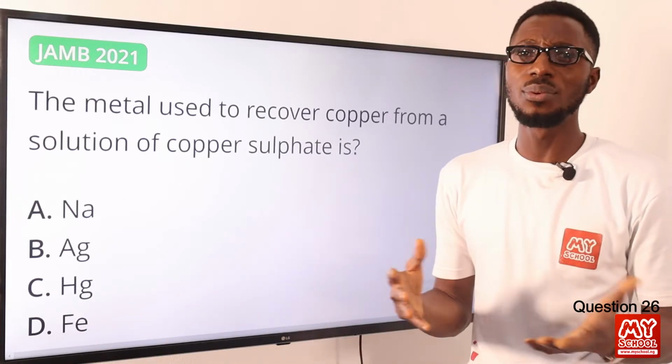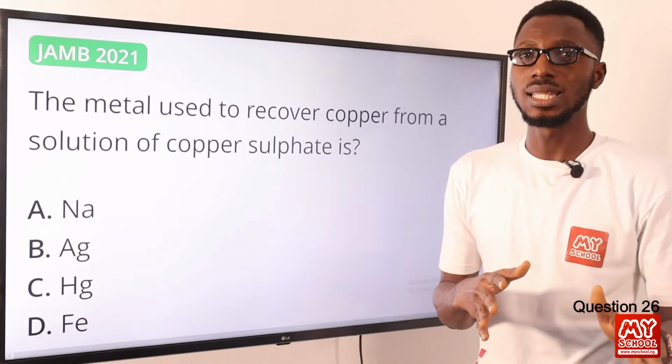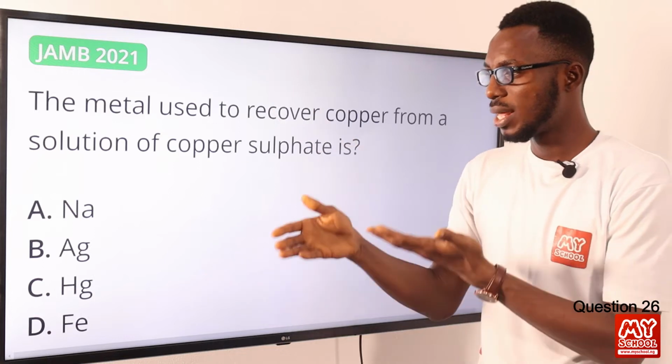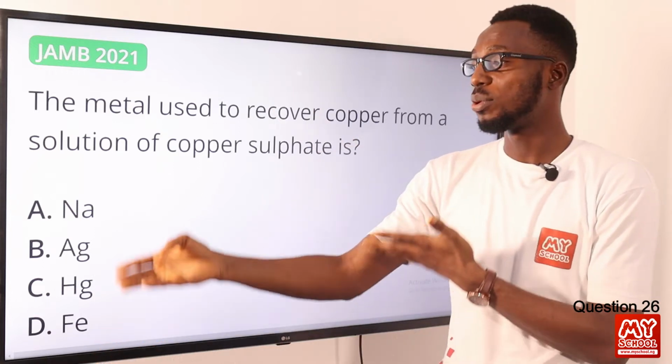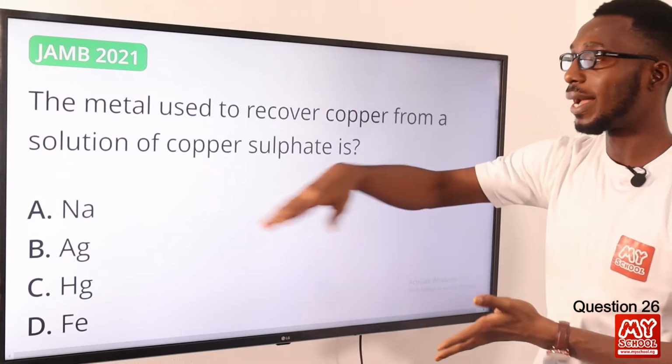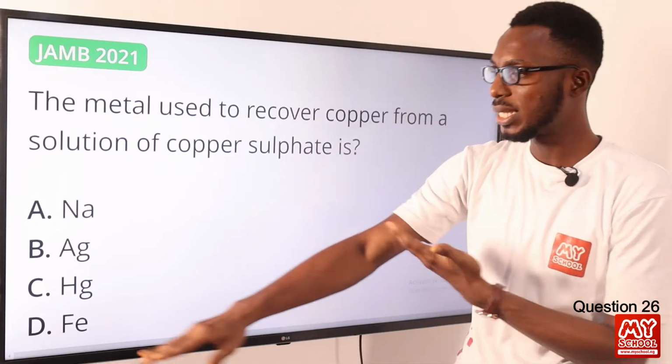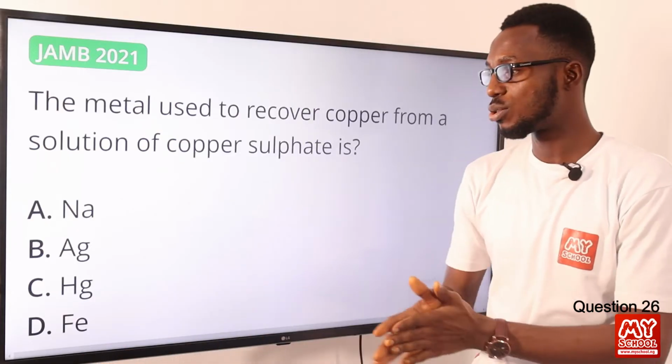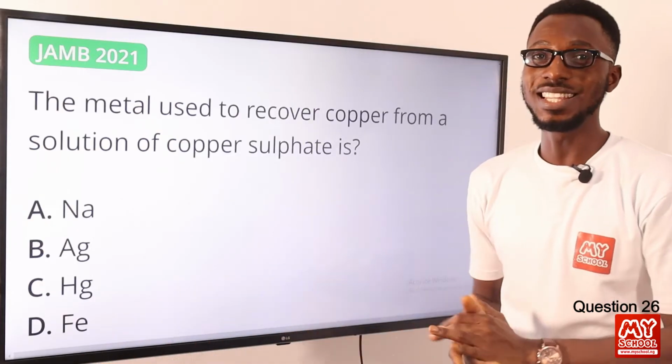Then you can consider other ones like aluminium, like zinc, but for this provision, the best is iron, although some would have gone for sodium because it is far above copper in the electrochemical series. But the safest and best for this situation is iron. So option D is good to go.